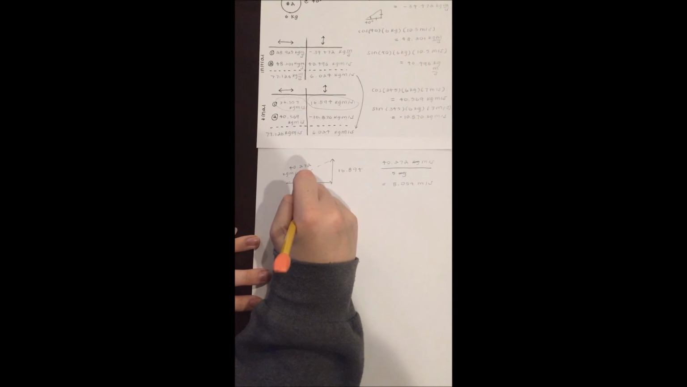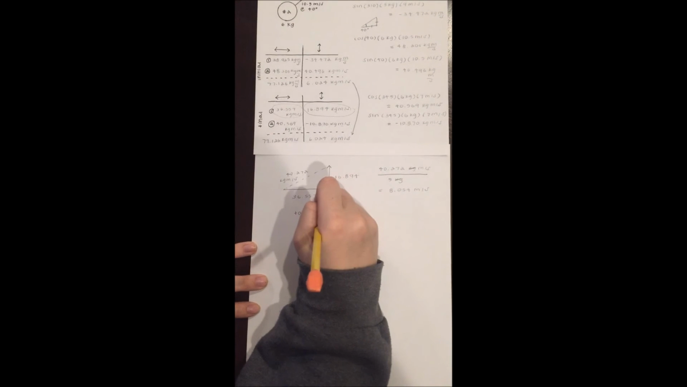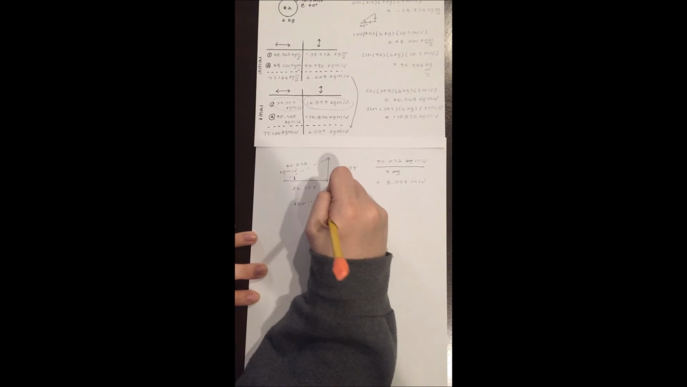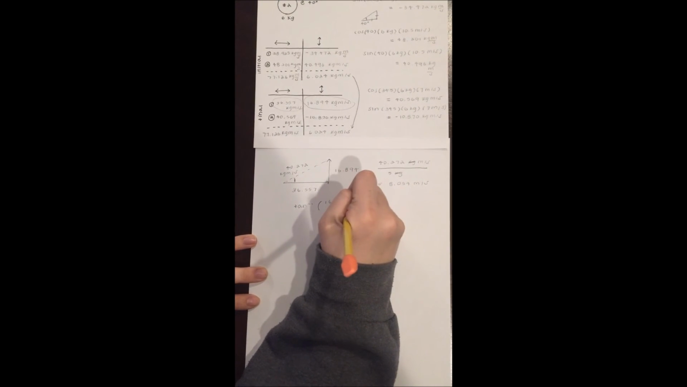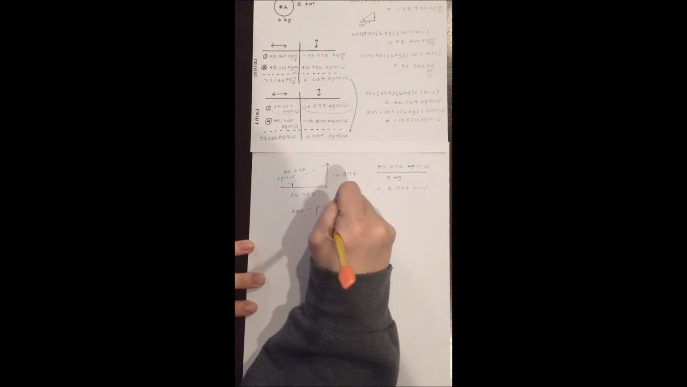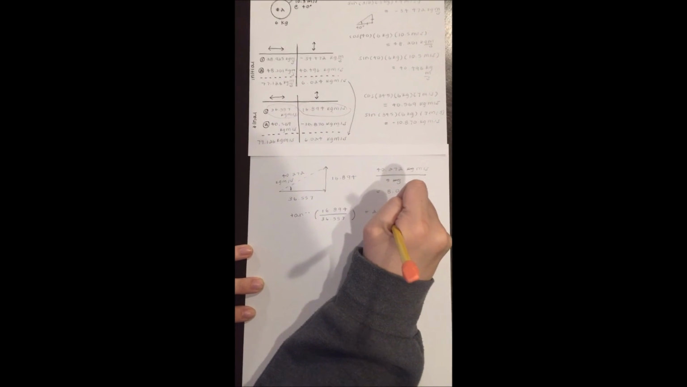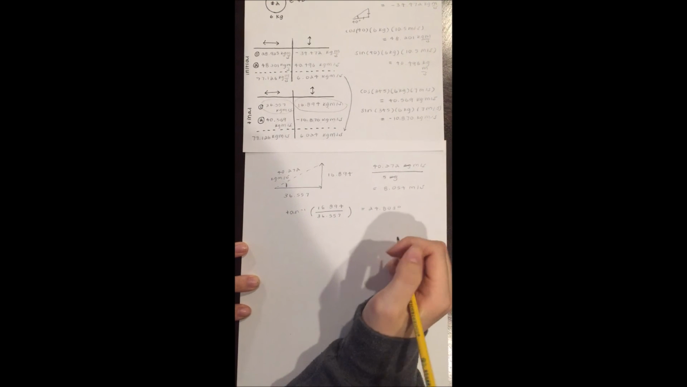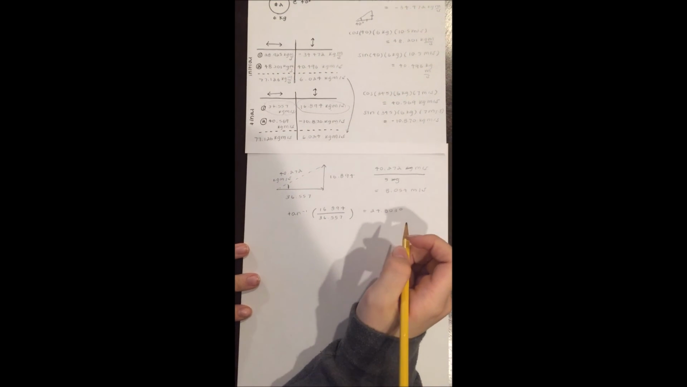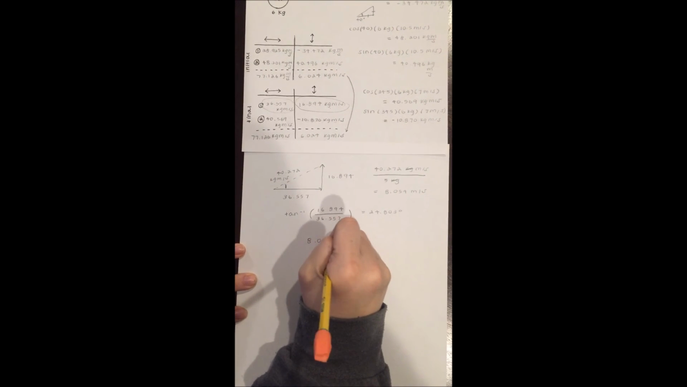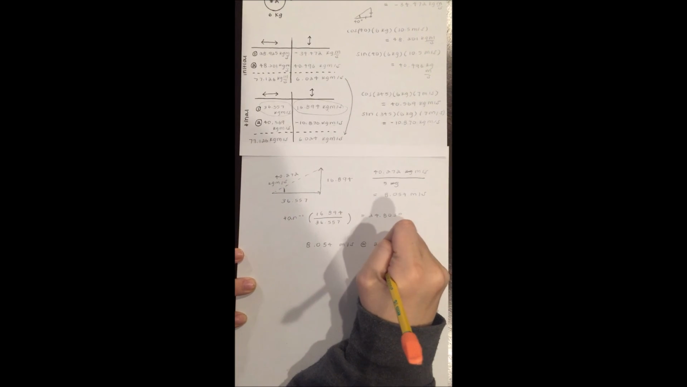So you would do the tan inverse of opposite over adjacent, so 16.894 over 36.557, and that comes out to be 24.803 degrees. So we know that the final velocity and angle measure of the first basketball is 8.054 meters per second at an angle measure of 24.803 degrees.